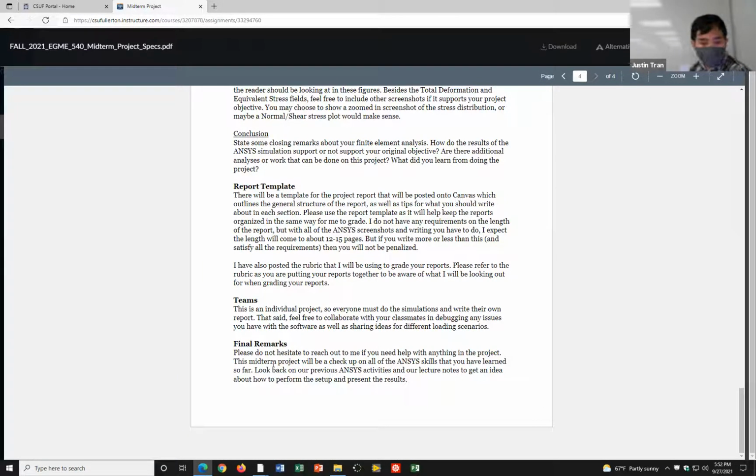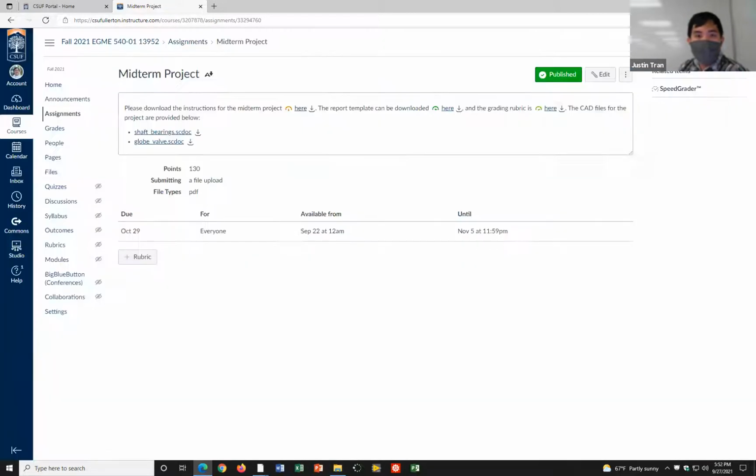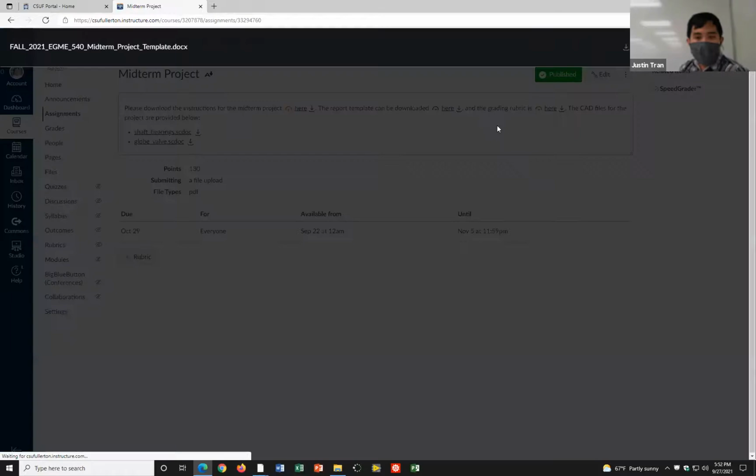Okay. Any other questions on the instructions here before we look at the template and the rubric? Okay. All right. So let's look at the template really quick.